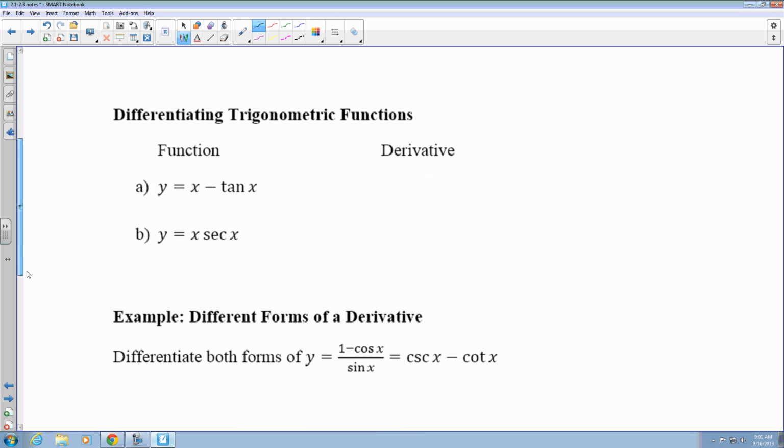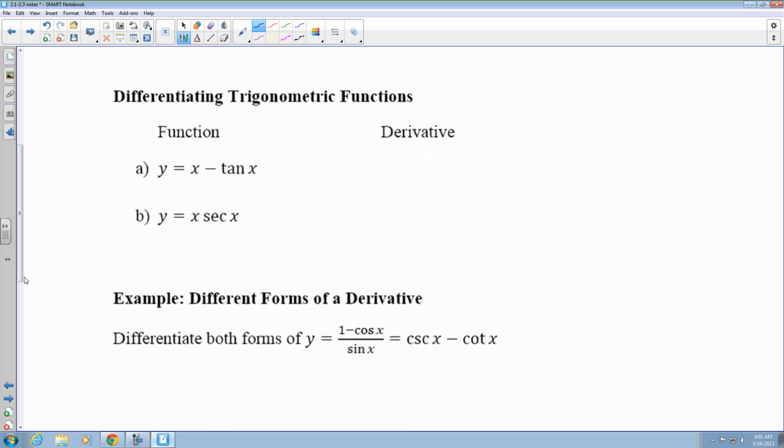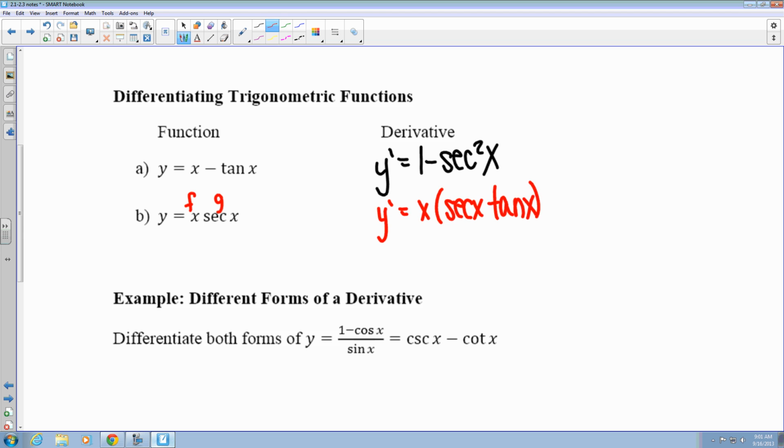So I'll take the derivative of these functions that include trig functions. Prime of a is 1 minus secant squared x. B, we need to do the product rule because we have function f and function g. So y prime is f g prime plus g f prime. And you can take a secant out if you want to, but I wouldn't mark it wrong if you didn't.